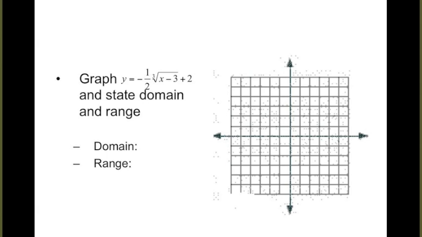Alright, so first thing we do here is take care of the shifting. -3 goes to the right 3, +2 goes up 2. So right 3, up 2 creates the center of this graph.